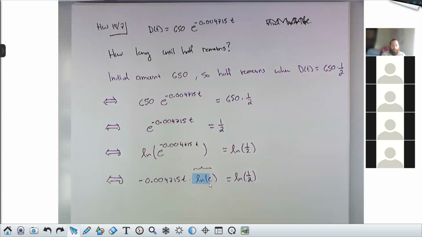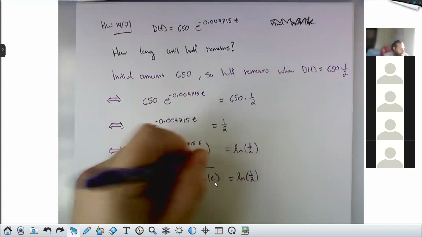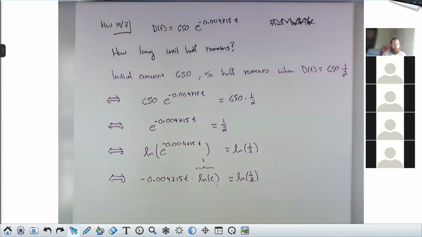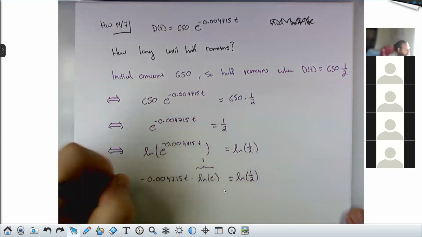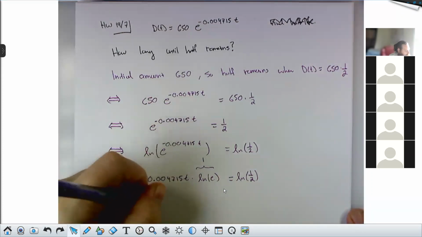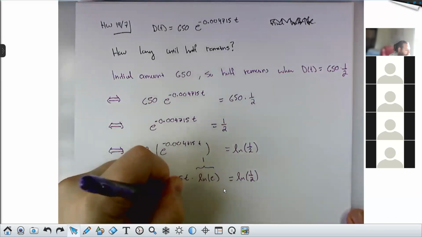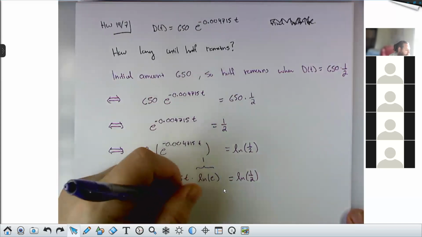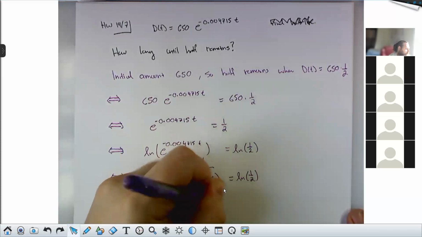The natural log is the base e logarithm. So we're asking to what power must you raise the base e in order to get the inside, which is also e. That's 1. Good thing to know, the natural log of e is 1, which means the left-hand side is really just negative 0.004715 t, and the right-hand side is the natural log of 1/2.